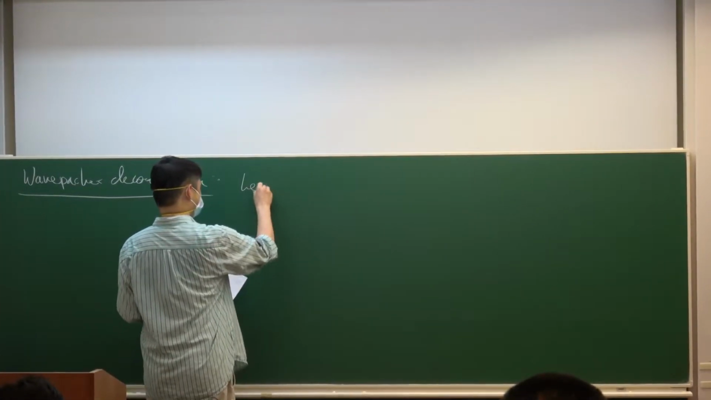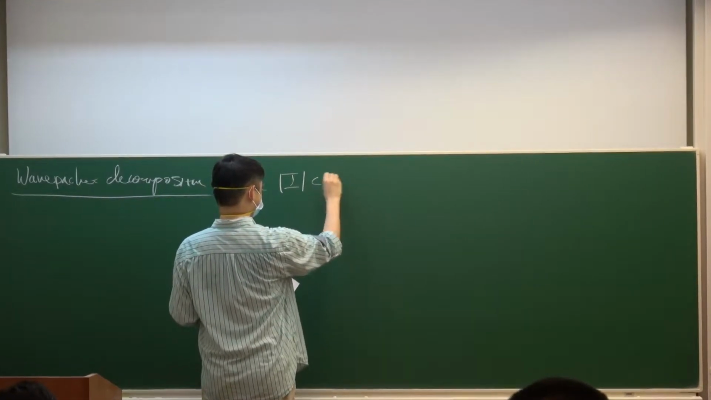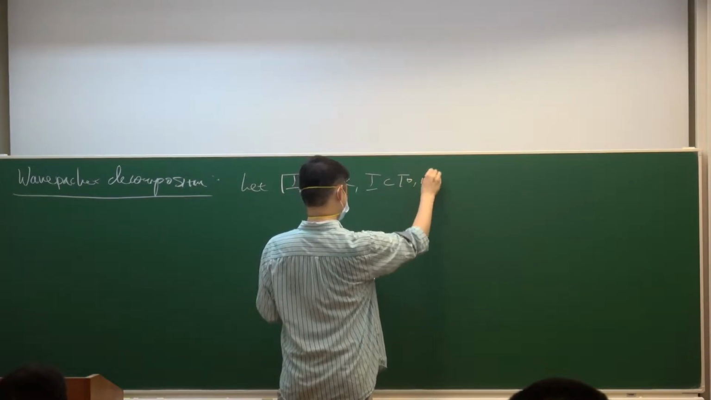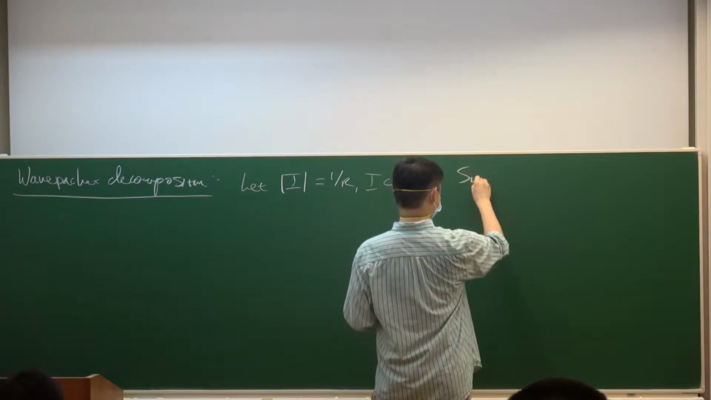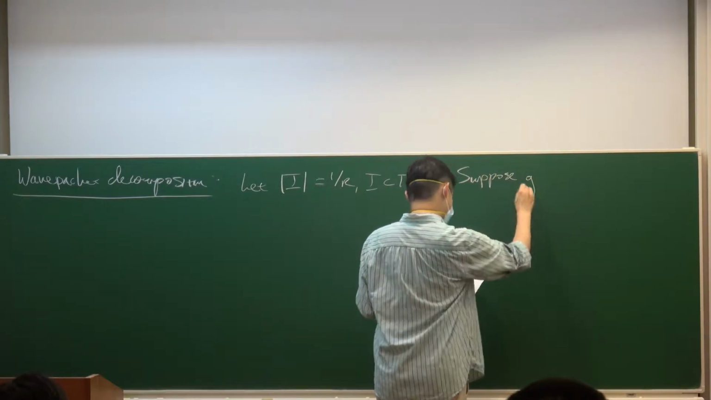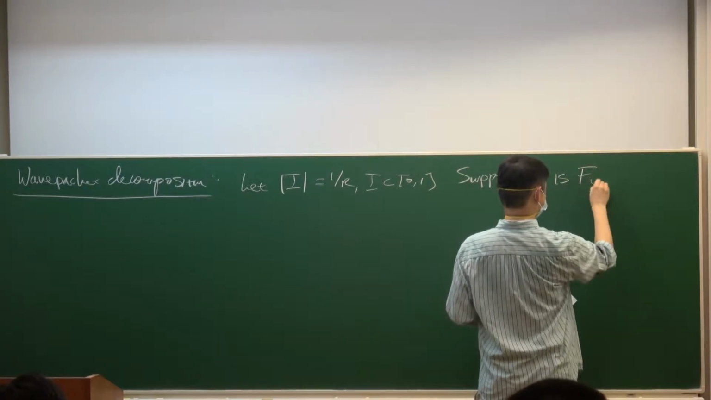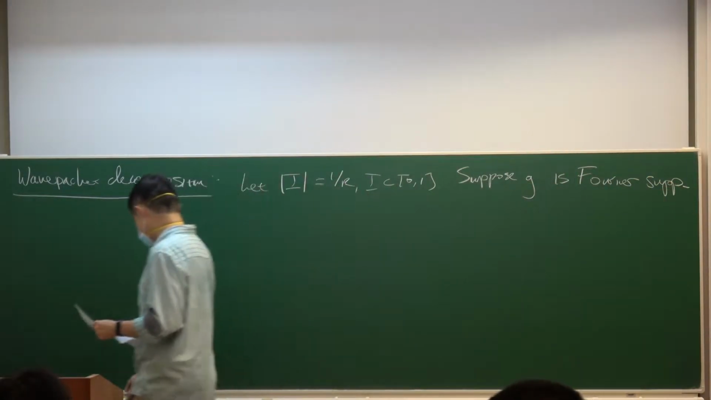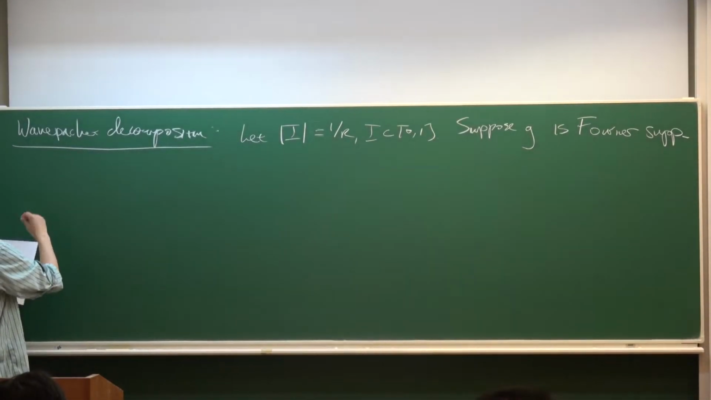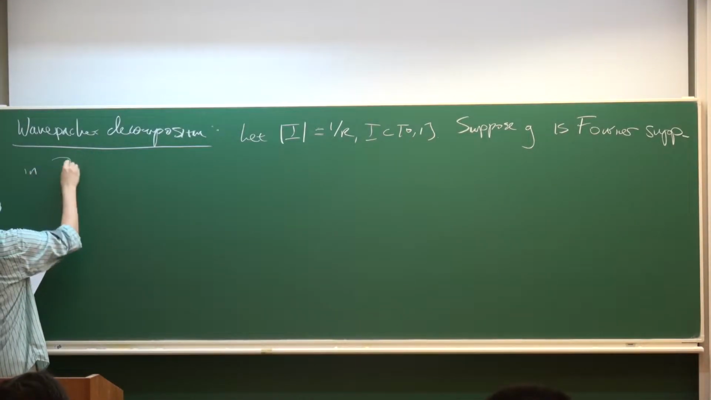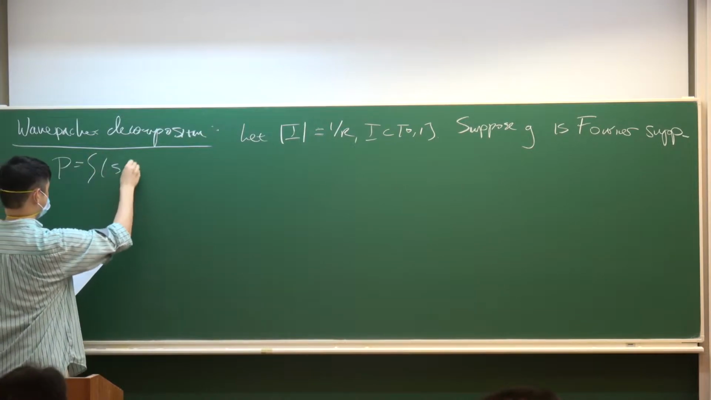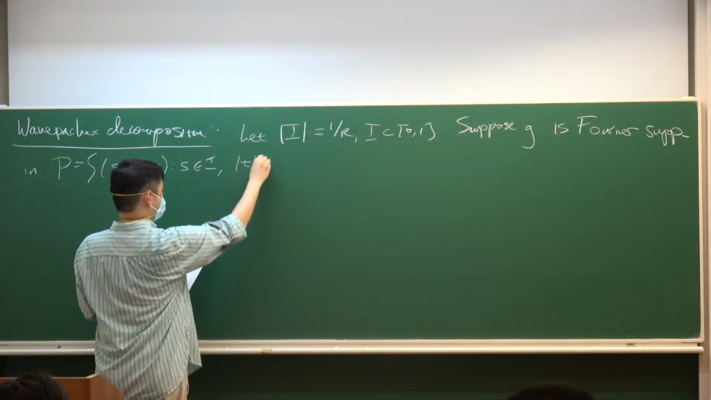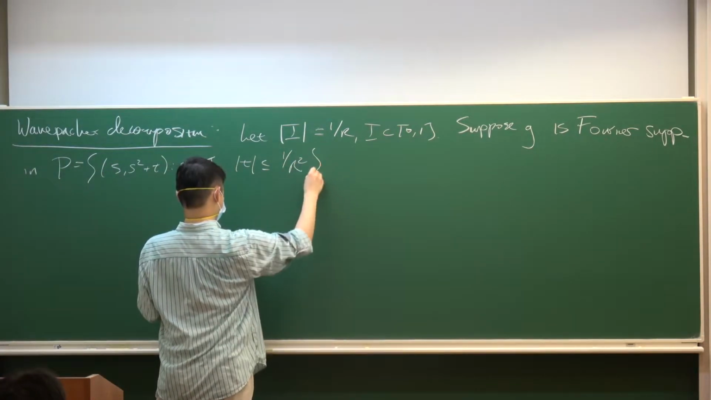Okay, so we're going to let I be an interval of length 1 over r, and let's say I is in [0, 1]. Suppose g is Fourier supported in the piece of parabola that lives above I, in P, which I'm going to call this region.